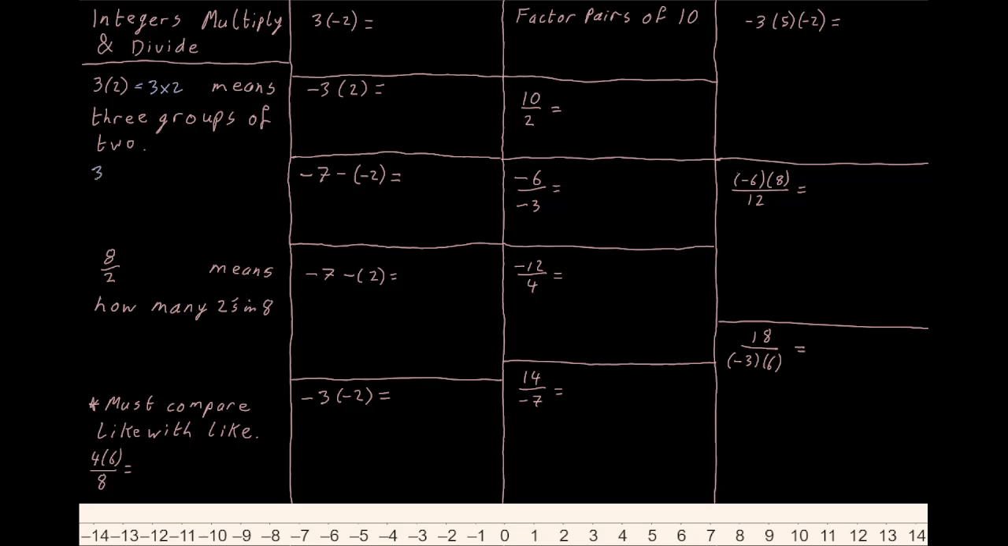What it fundamentally means is we have 3 of this, so to find out the total number, it'd be 2 plus 2 plus 2, which would give us a total of 6 units. So that's what that means. We have 3 groups of 2.